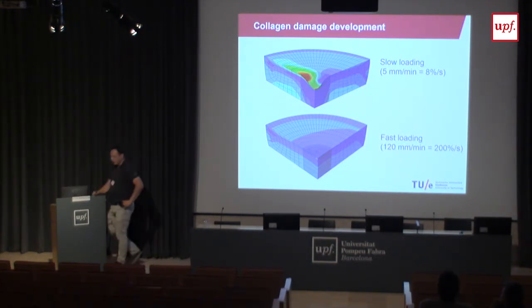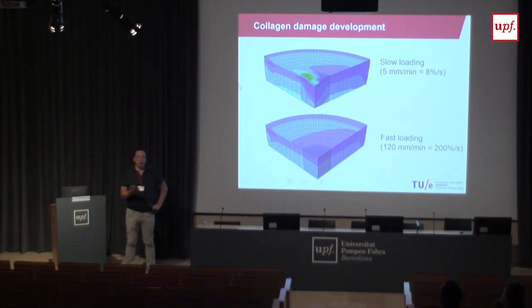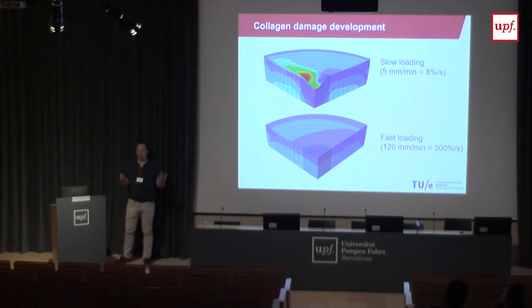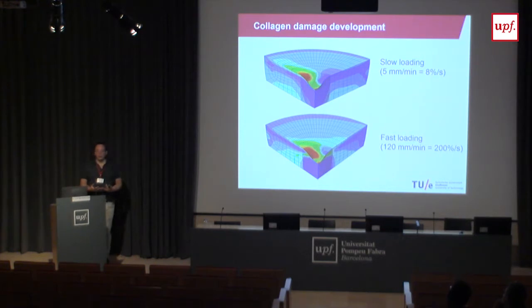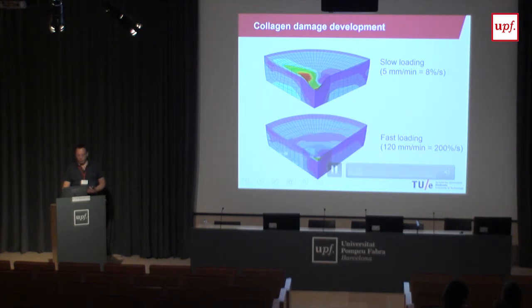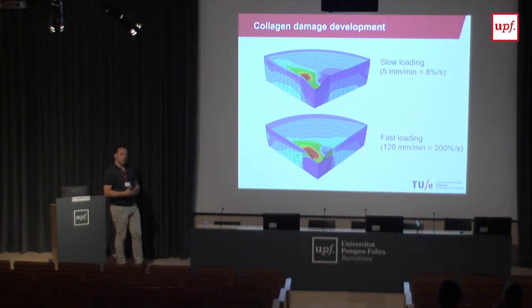So if you do the slow loading, I will show it again, what you will see is that basically the damage starts at the edge of where the indenter is, and at that edge the damage basically increases until you reach this damage as the equilibrium. Now let's see what happens on the fast loading. On the fast loading, if it plays, you see that the damage really starts under the indenter, and that from under the indenter it goes towards the side of the indenter. And here it was not starting under the indenter, but immediately started at the edge. So the way that the damage develops in these tissues is different, depending on what your loading rate does.